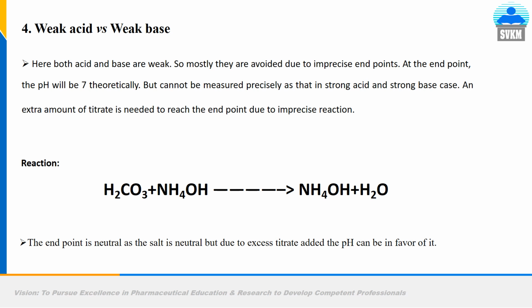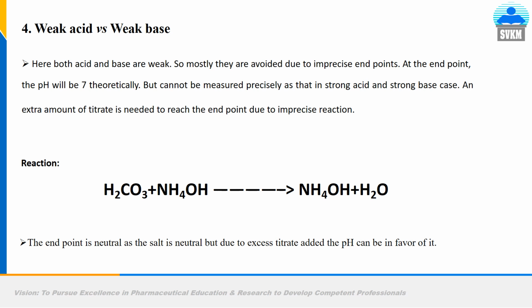Fourth and the last one is weak acid versus weak base. Here, both the acid as well as the base are weak in nature, so mostly they are avoided due to imprecise endpoints, or you can say unpredictable results. At the endpoint, the pH will be 7 theoretically, but cannot be measured as precisely as in the strong acid and strong base case, the first one. An extra amount of titrant is needed to reach the endpoint due to imprecise reactions.